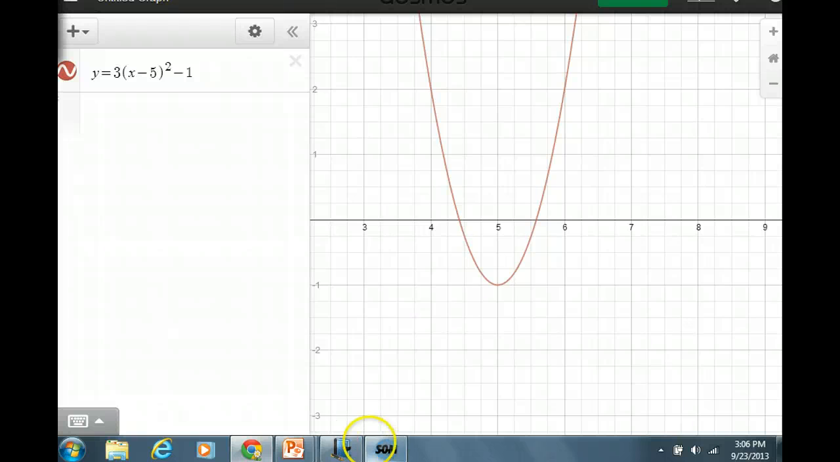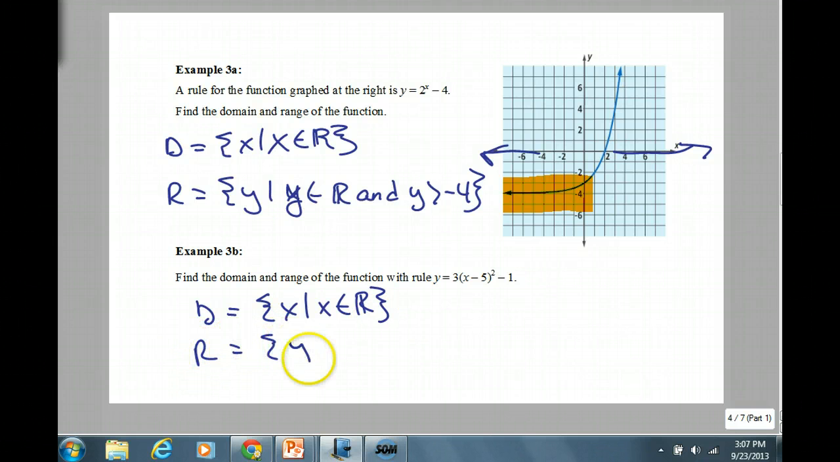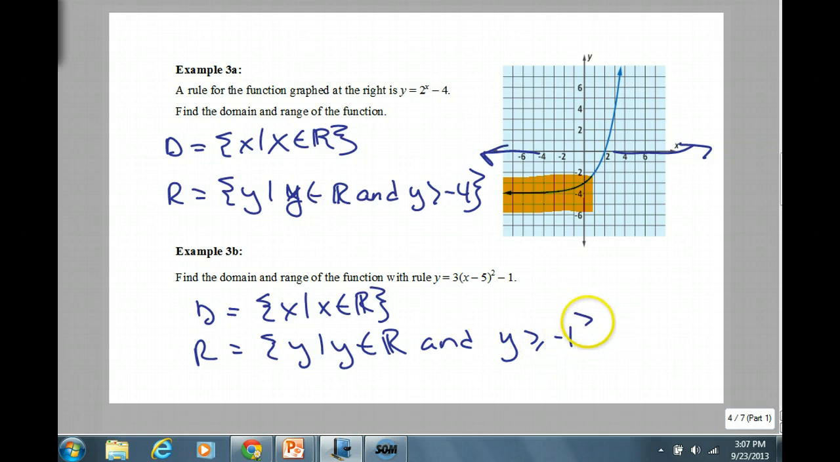Okay? So if I'm going to write this down, my domain is x such that x is all real numbers, and my range is y such that y is all real numbers, and y is greater than or equal to -1. Okay? And we could see that really quick by looking at that graph.